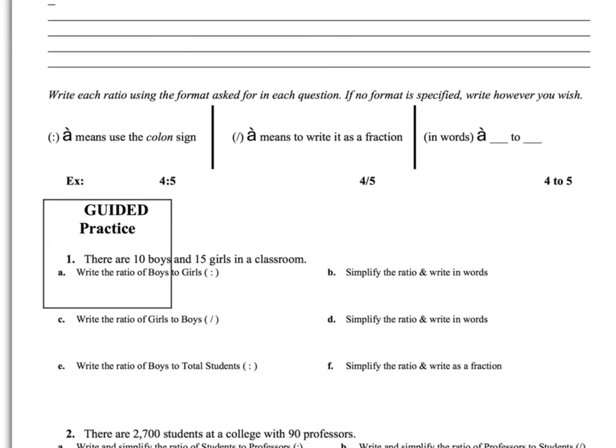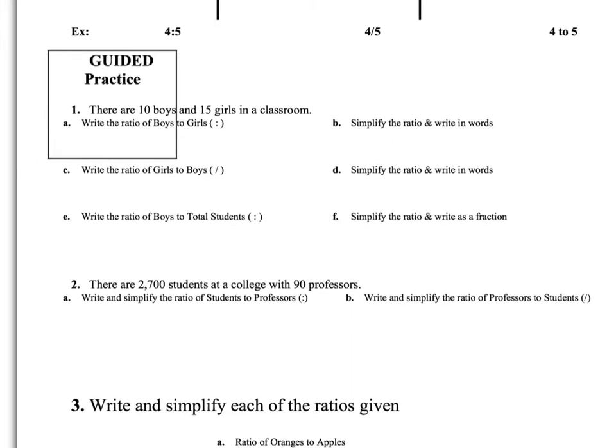Okay, let's move on down below here, some guided practice. It says that there are 10 boys and 15 girls in a classroom. What I need you to do is write this with a colon and then use words, and simplify as well. So do these in the guided practice. Please do number 1, A, B, C, and D. Right now, we'll turn and talk and share in just a minute.